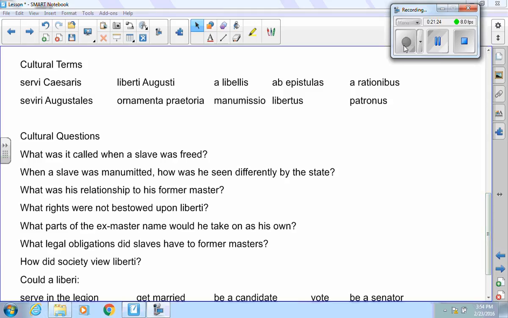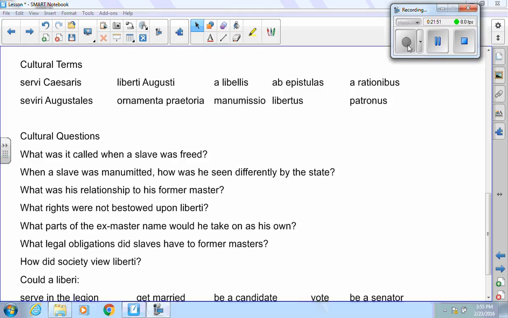All right, cultural terms. Servi Caesaris. These are the slaves of Caesar. So they are slaves who worked as assistants to the emperor. Liberti Augusti. These are the freedmen of Augustus. These are freedmen who worked as assistants. A libellis is a secretary in charge of petitions. Ab epistulis is the secretary in charge of correspondence.